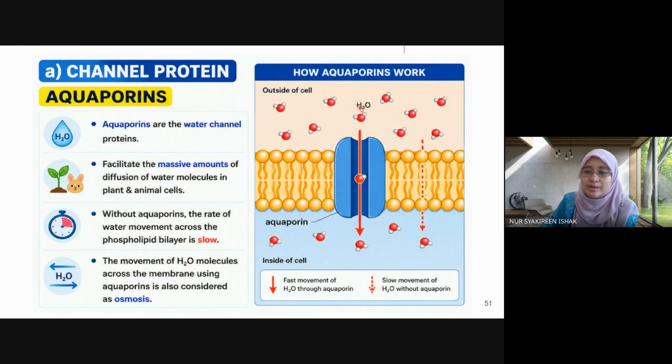So to make sure that the water will diffuse across the membrane really fast, okay, the water will use the aquaporin. Water can still move because it is a small molecule, but at a really slow rate, because water is a polar molecule and the phospholipid bilayer is hydrophobic, it has a hydrophobic region here. Okay, so water can still move, but at a slow rate. So the movement of water molecules across the membrane using aquaporin is also considered as osmosis. So if you look at the process here, if the water just diffuses across the phospholipid bilayer, it is osmosis. If it uses the channel protein, it is also osmosis.